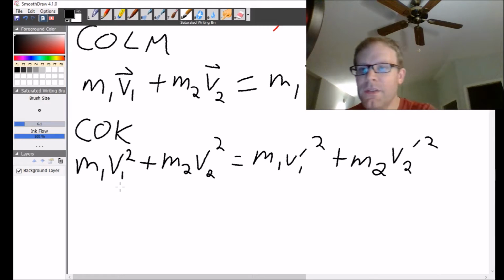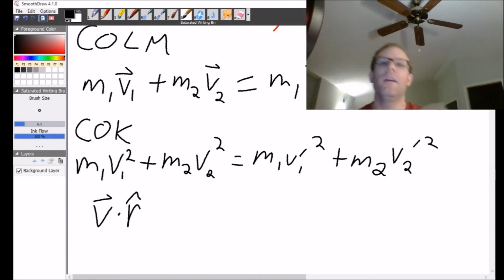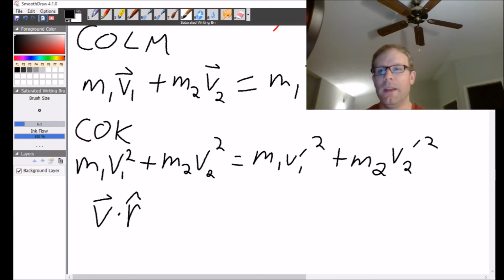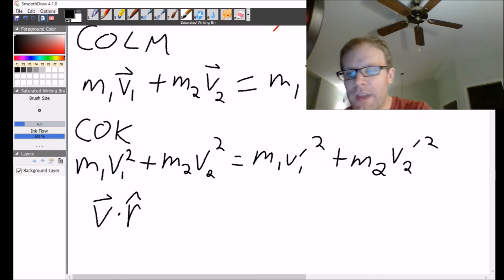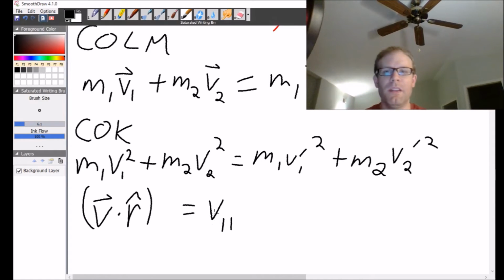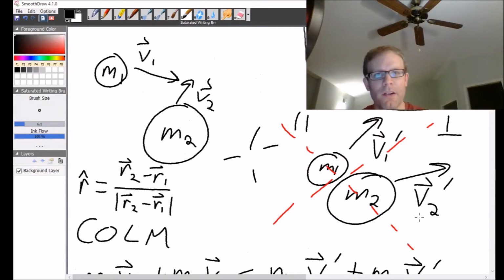So I can take any of the velocities, and if I dot it with the r hat, a dot product just means you're taking one vector and another vector, and you're taking the first vector's projection along the second vector. It's an operation that our code knows how to do, that the programming language knows how to do. And that will give me the velocity component that is parallel to the center-to-center distance.